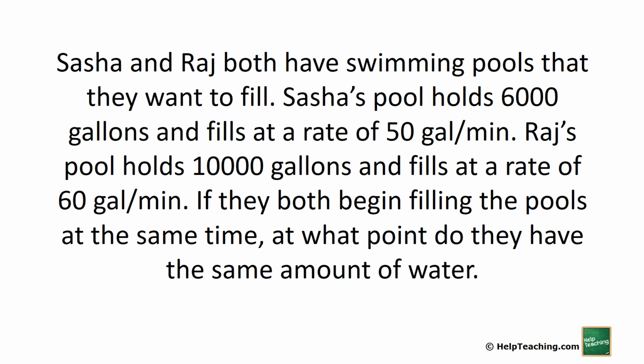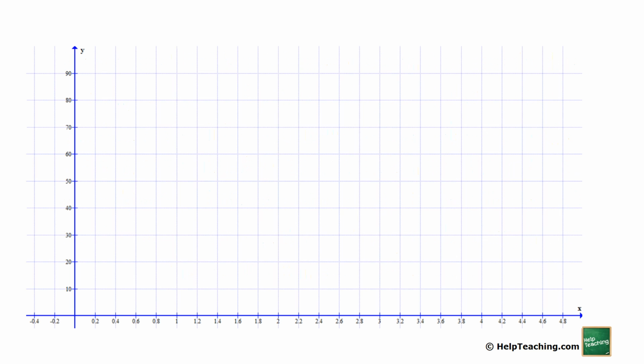Here's another word problem. Sasha and Raj both have swimming pools that they want to fill. Sasha's pool holds 6,000 gallons and fills at a rate of 50 gallons per minute. Raj's pool holds 10,000 gallons and fills at a rate of 60 gallons per minute. If they both begin filling the pools at the same time, at what point do they have the same amount of water? So again, we need to create equations.